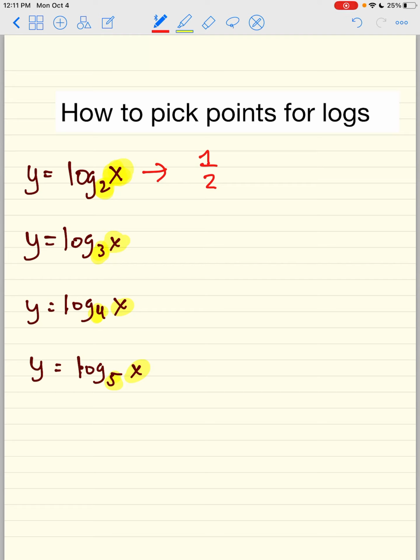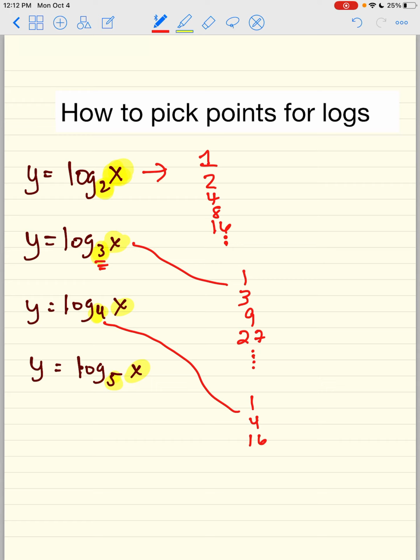For this here, I'm going to pick 1, 2, and then you're done if you want 2 points. If you want more points, you're going to pick 4, 8, 16, and so on. For this one here, you're going to pick 1 for x, 3 for x, because that's the base. If you want more points, then you're going to go 9, 27, and so on. For this one here, you're going to pick the point 1, as always, and then the base. If you want more points, you do 16, 64, and then 4 to the 4th, and so on, okay? If you want this one here, you're going to pick 1, and then you're going to pick the base 5, and then 5 squared, and then 5 to the 3rd, and so on. So that's how you pick the points.